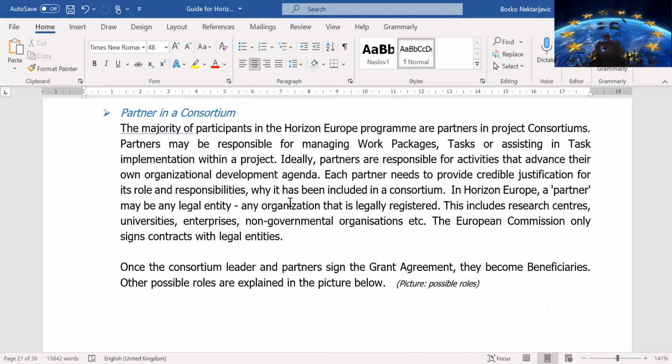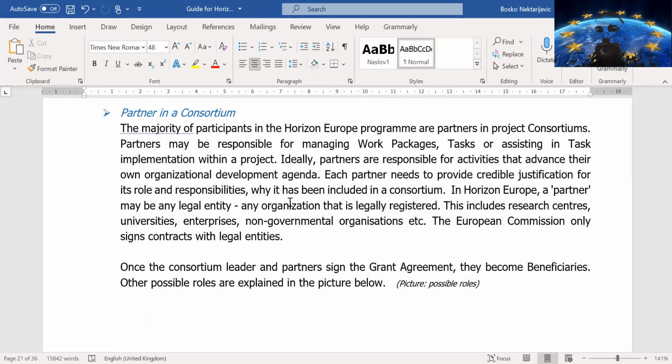So you may, as a partner, be responsible for managing work packages, tasks, or assisting in task implementation within a project. Ideally, partners are responsible for activities that advance their own organizational development agenda. And that's the key of your negotiations with other members of the consortium and the consortium leader. Each partner needs to provide credible justification for its role and responsibility, and why it has been included in a consortium.